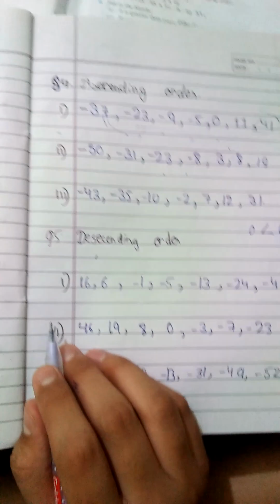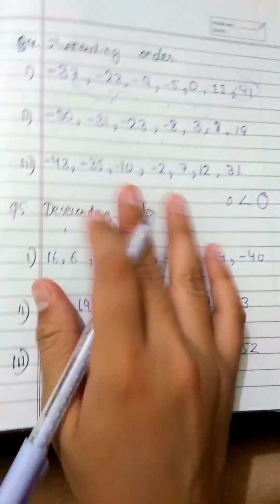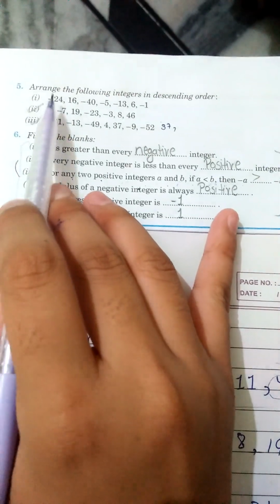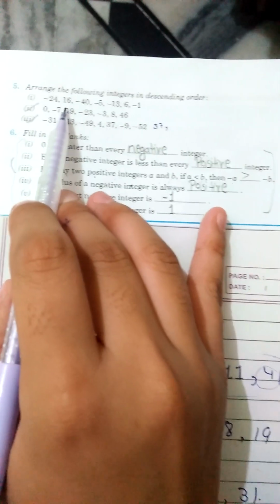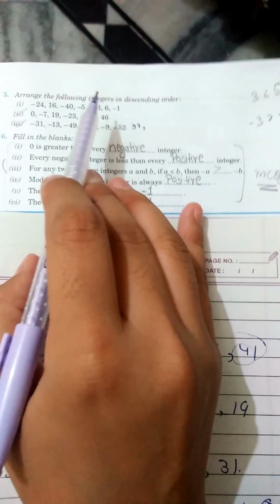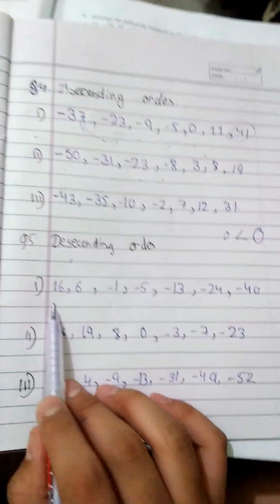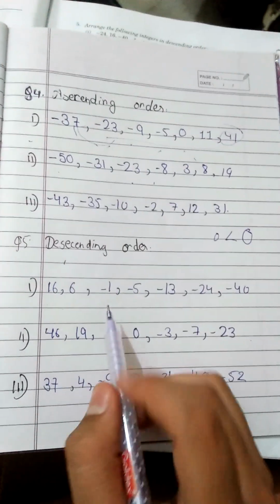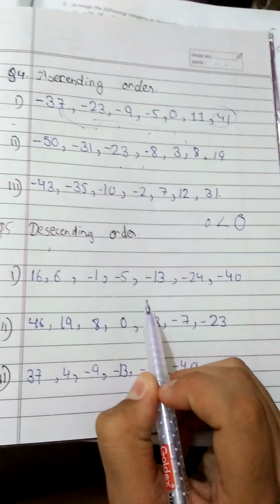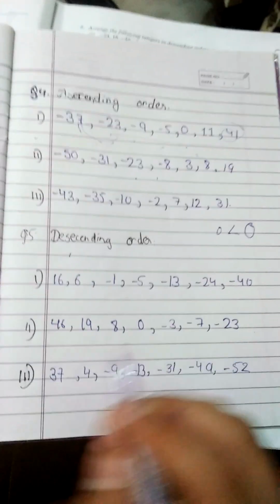And next question, descending order. First question is minus 24, 16, minus 40, minus 5, minus 13, 6, and minus 1. That is 16, 6, minus 1, minus 5, minus 13, minus 24, and minus 40.